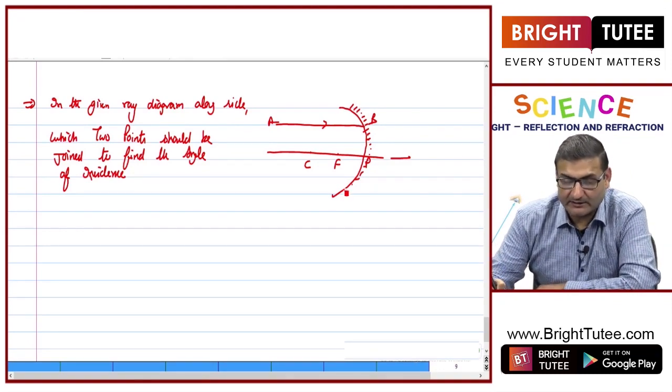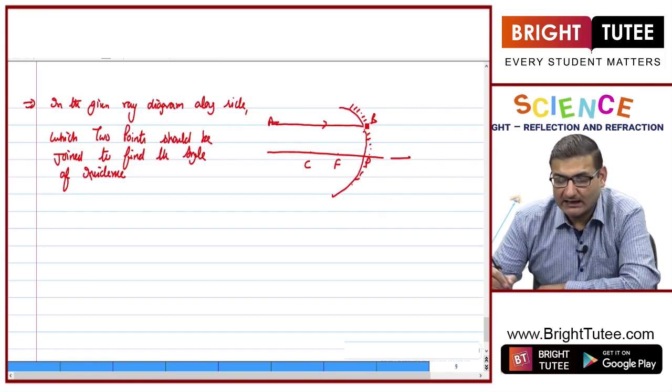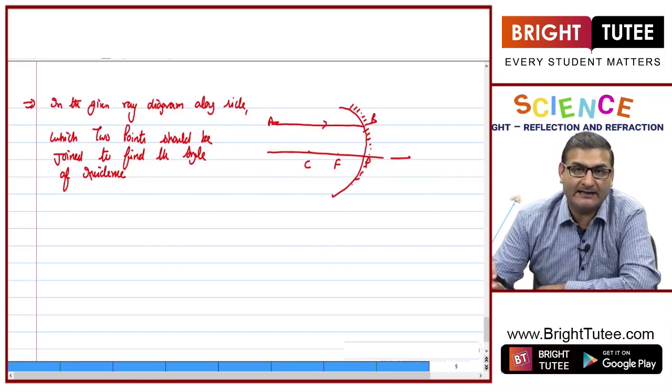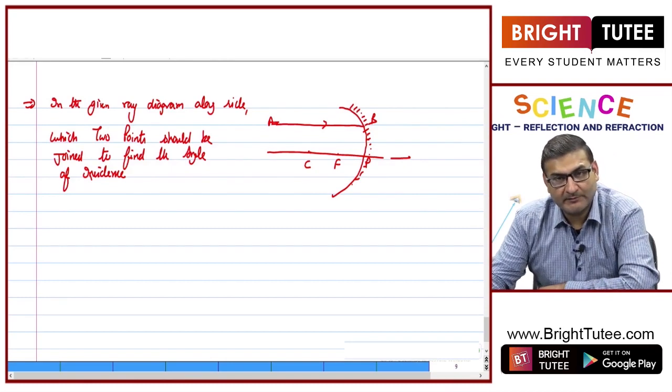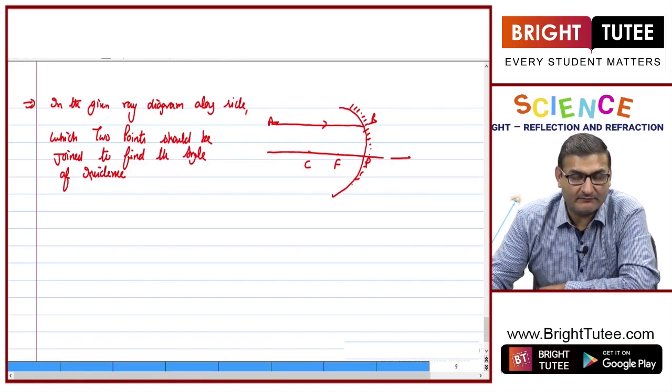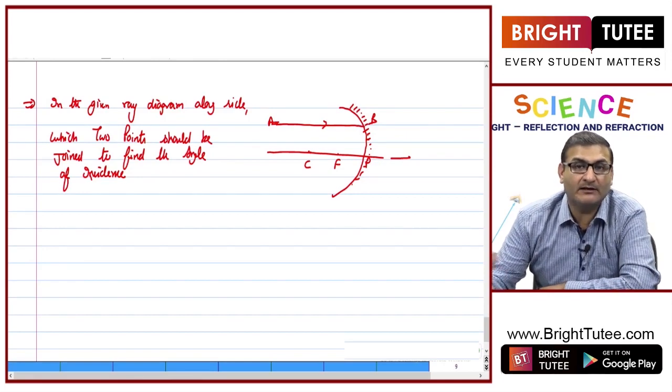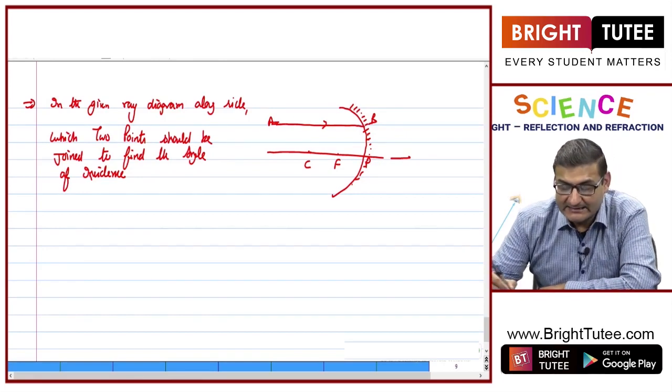A concave mirror is given in this figure, and an incident ray of light AB is given. What he is asking is, out of these points A, B, C, F, P, which 2 points should be joined together in order to find the angle of incidence? Fine, go back to the previous topic. What is angle of incidence? Angle of incidence was the angle between the incident ray and the normal. Incident ray is given to us, AB.